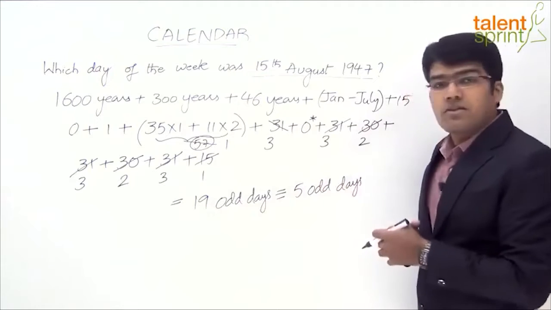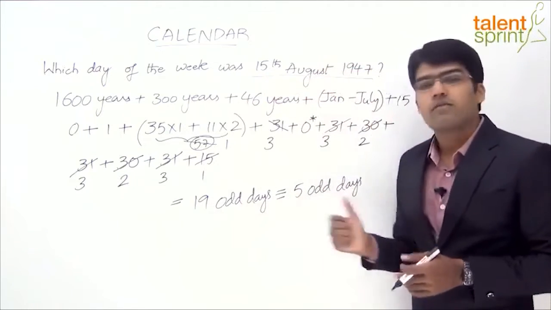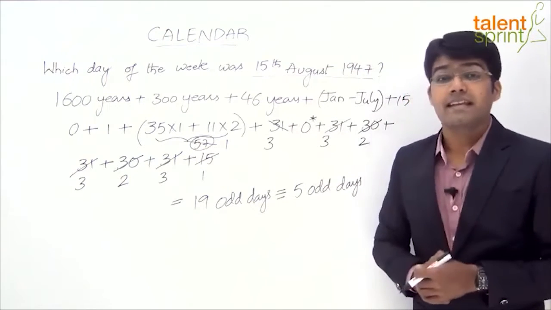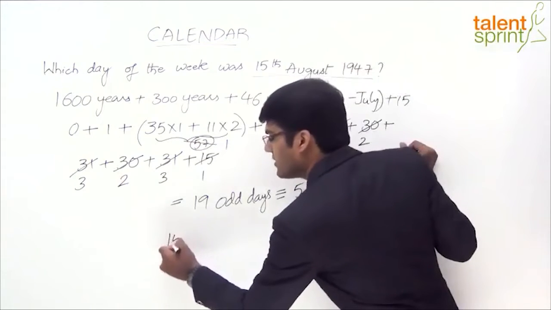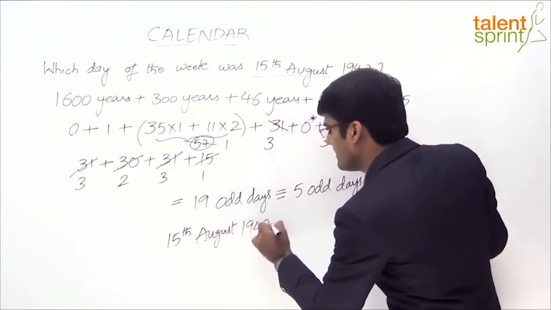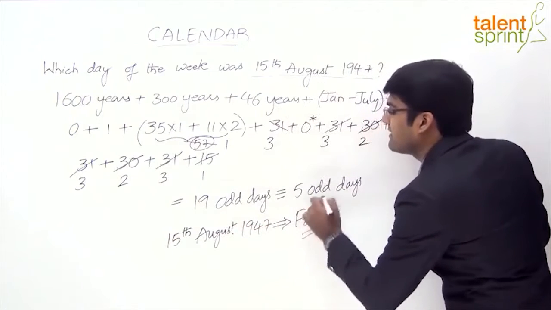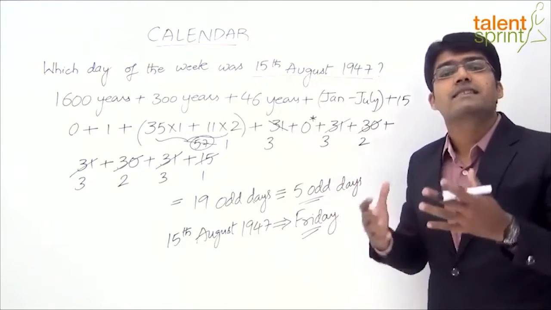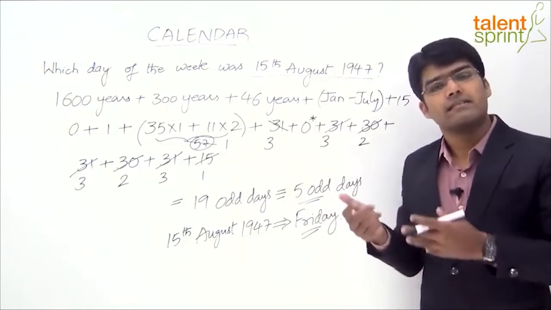So altogether now we have understood that from the first day up to 15th August 1947 we have got 5 odd days. And from our reference chart we know that 5 odd days indicates Friday. So we can say that 15th August 1947 was a Friday, since 5 odd days represent a Friday. If we get only 4 odd days, we'll say it was a Thursday. If we get, let's say, 6 odd days, a Saturday. If only 1 odd day, we'll say it's a Monday. If we have 0 odd days, that becomes a Sunday.